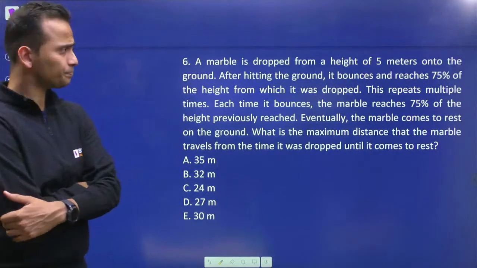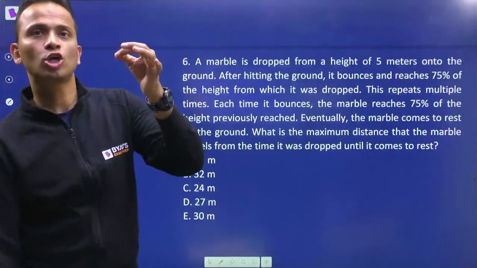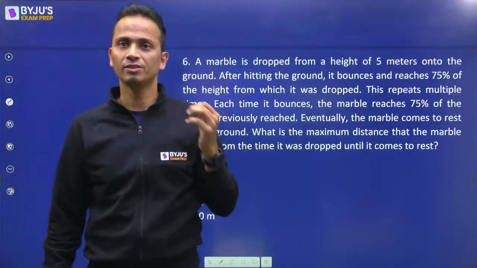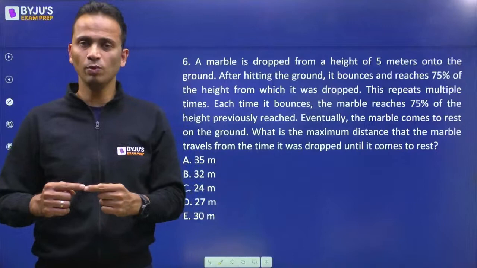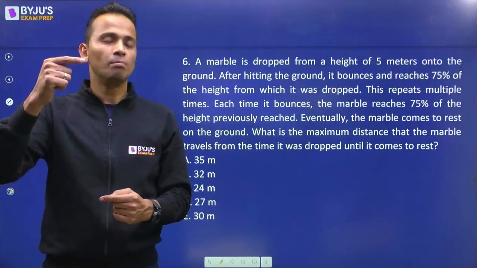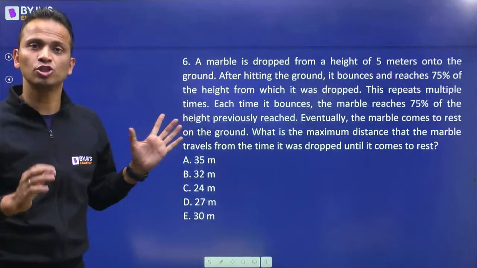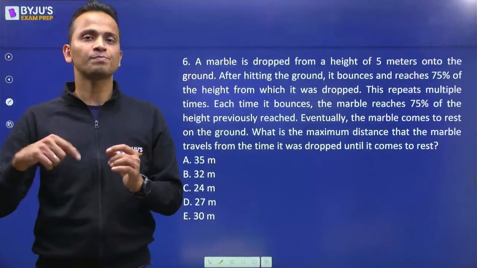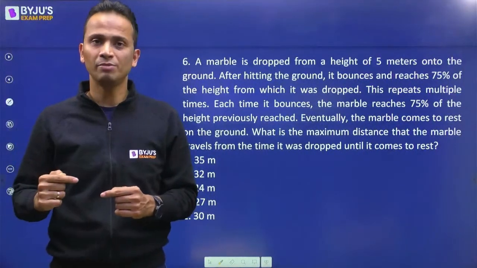चलिए solve करें. Now understand that. Now first of all, the ball is dropped, or what is this? Marble. Marble is dropped from a height of 5 meters. ठीक है? So it will travel 5 meters downwards. Then it will bounce, okay, and will go up by a distance which is 3/4, 75% of the previous height. So 3/4 of 5. So it will go up and will come down by the same distance.